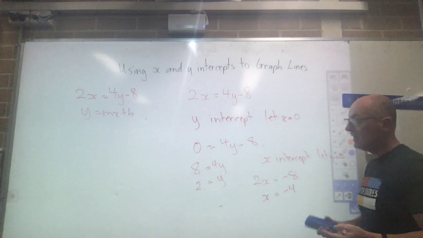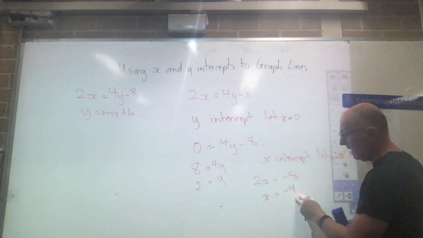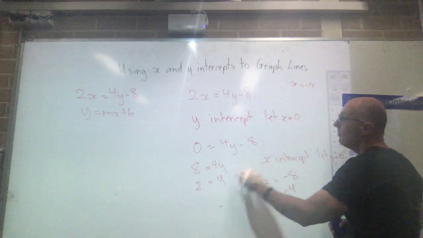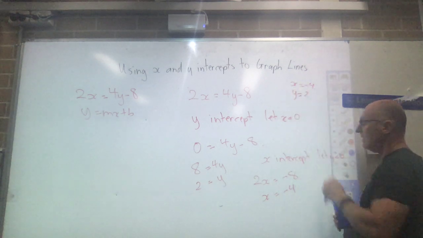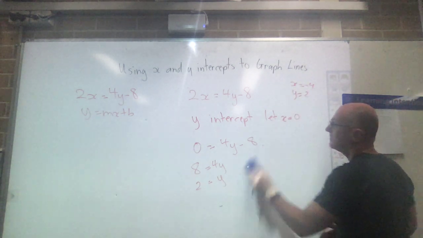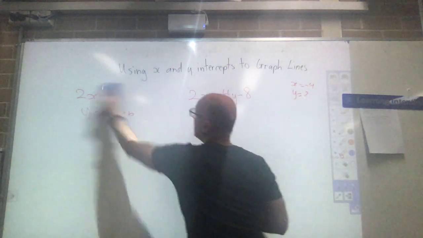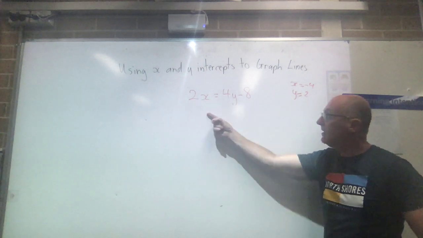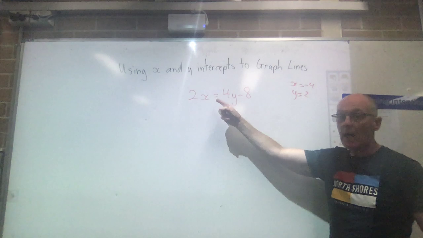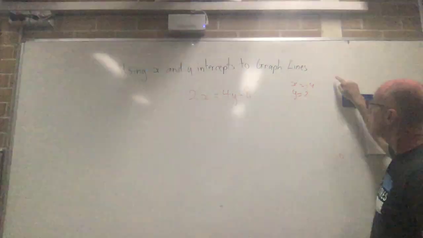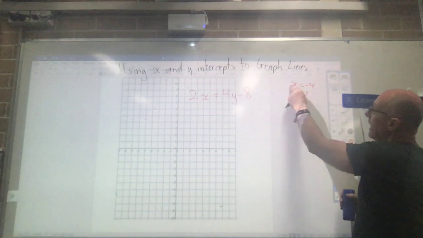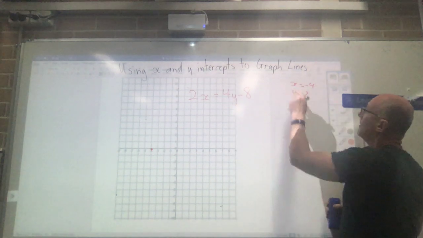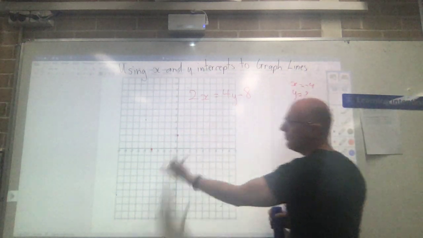So fairly quickly, we found the y-intercept and the x-intercept. I'll write that down: x equals minus 4 and y equals 2. There are our two intercepts. Here's the equation, it is a straight line, and we've found the intercepts, so I can now draw that line. I'll go back to the Cartesian plane. The x-intercept is minus 4, and the y-intercept is 2. We've got our 2 points.